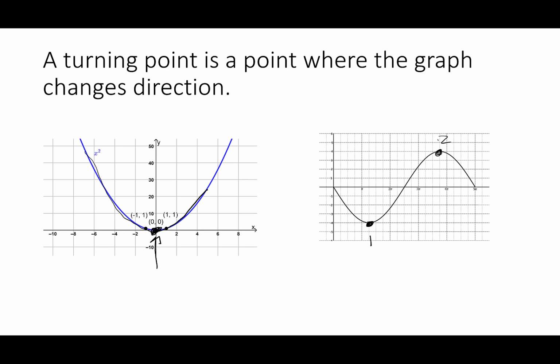What we want to remember here is f of x equals a sub n x to the n as our leading term, we will have n minus 1 turning points. So there's this connection between the number of turning points and the degree of the polynomial.